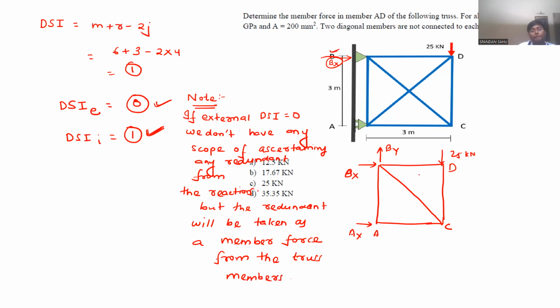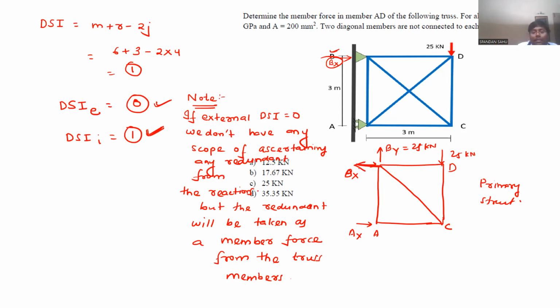You got it? Yes. Now check. This is our primary structure and this is stable also. Now, 25 kilonewton is acting downward, so By will be 25 kilonewton. So vertically, all those reactions got stabilized. Now, By and external load will try to rotate the truss in clockwise manner. So this AX and BX will be such that they will try to resist that rotation.